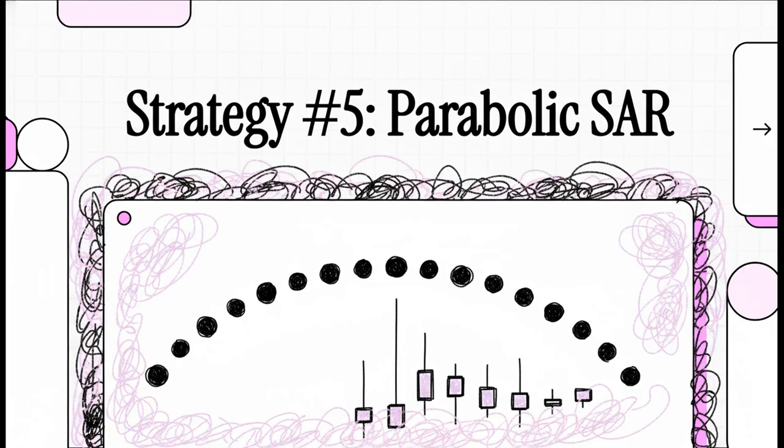Okay, so what if I told you there's a trading strategy that boils everything down to just a single dot on your chart? Well, that's exactly the promise of the Parabolic SAR, which is our fifth strategy in this series. But here's the twist. What if the absolute simplest signal is also the weakest performer? That's the puzzle we're going to unpack today.